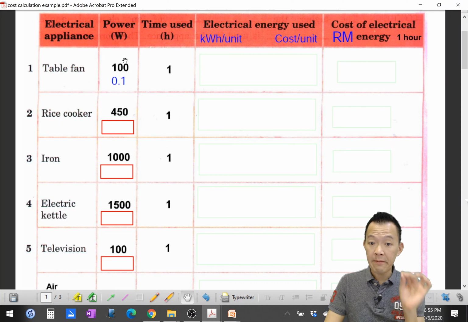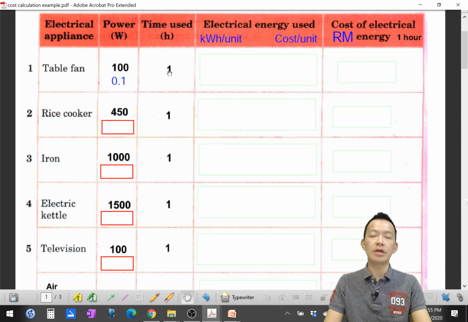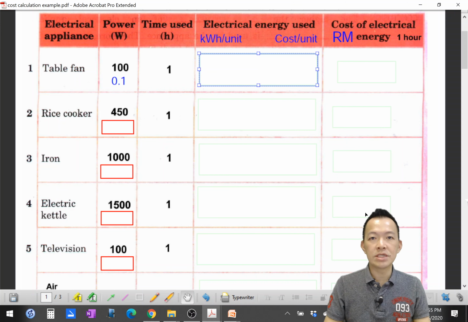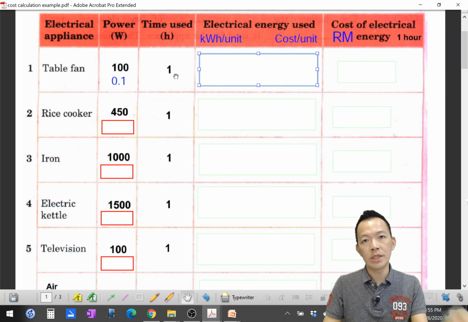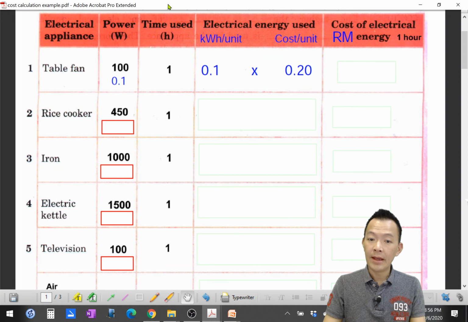Okay, so the table fan, if you use it for 1 hour, how many units? If you're using 1000 watts for 1 hour, it will be equal to 1 unit. But 100 watts only, per 1 hour, equals how many units? 0.1 unit. So 100 watts equals 0.1 kilowatt, multiplied by 1 hour, so 0.1 times 1 equals 0.1. And the cost per unit is equal to 20 cents.